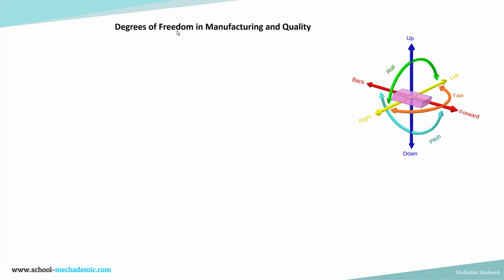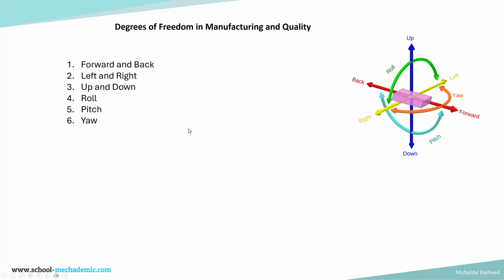and quality inspection. So a very fundamental concept in design, manufacturing and quality inspection is the concept of degrees of freedom. Any component, any workpiece, any part in space has 6 degrees of freedom. It can move forward and back, up and down, left and right, or it can rotate about the longitudinal axis, the transverse axis, or the lateral axis. So it can rotate about 3 axes, and it can move in 3 axes.